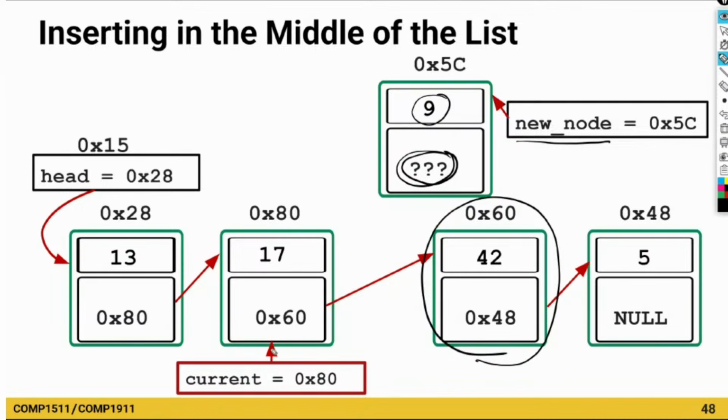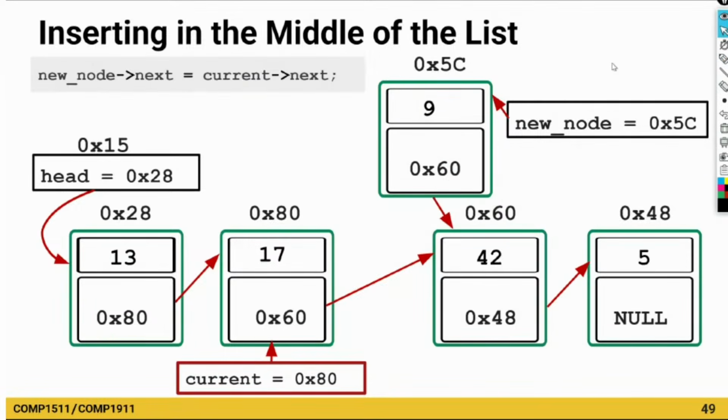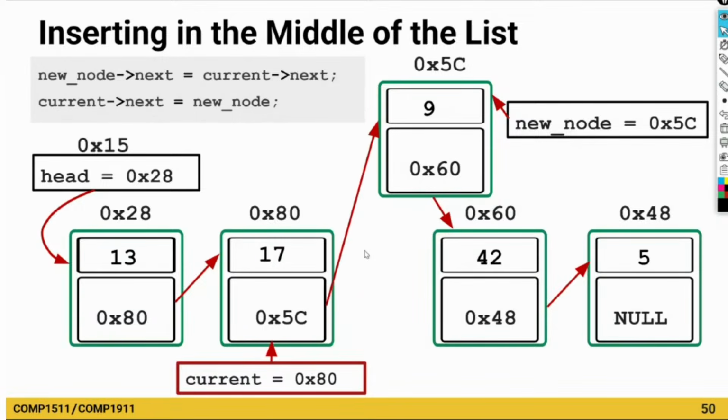So if this is current, this is the next one after current right now. Does everyone agree? But I want it to be the next one after the new node. So my code's going to say, make the next one after the new node be the next node after the current node. So right now both of them are saying that's the next node. So now we have to update where the current one is pointing. What should be next after the current node now? Yep, the new node. So now I say current next equals new node.